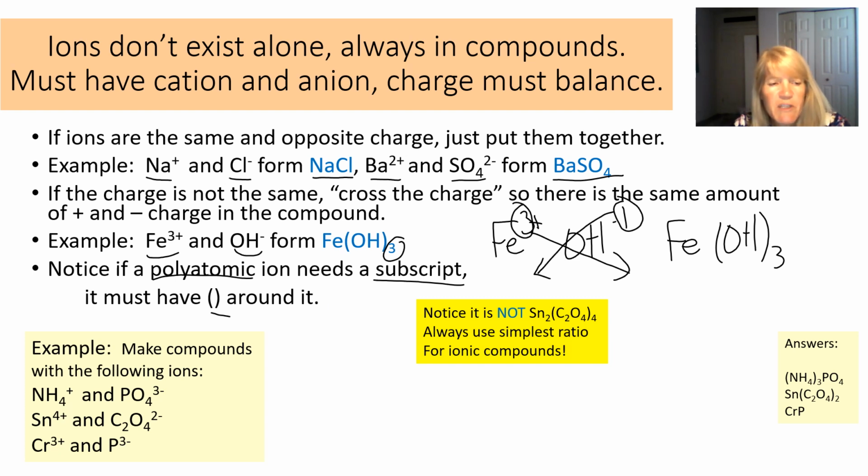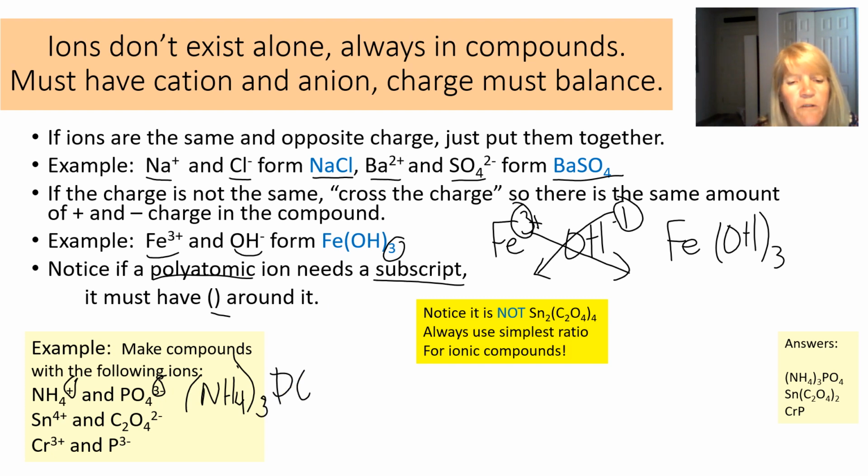So anytime you have a polyatomic ion and a subscript, it needs the parentheses around it. So let's try some of these examples. So we have NH4+ and PO4 3-. Do they have the same charge? They don't, okay? So we're going to cross it. So the NH4 goes in parentheses and gets a 3 subscript, and the PO4 doesn't need parentheses because it's getting the 1.